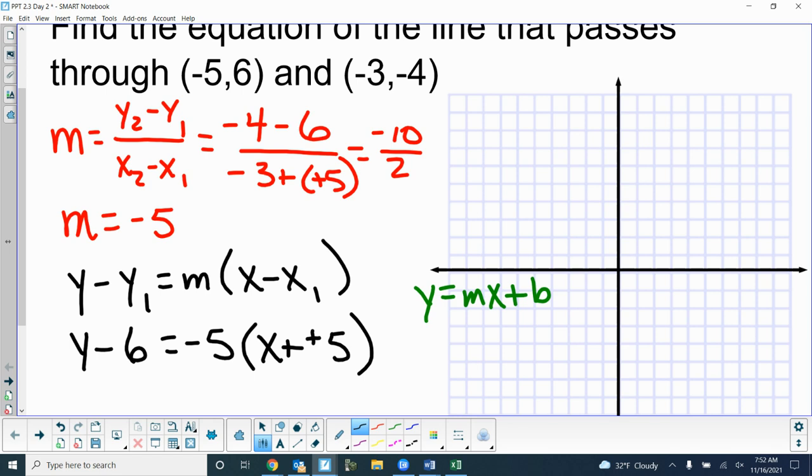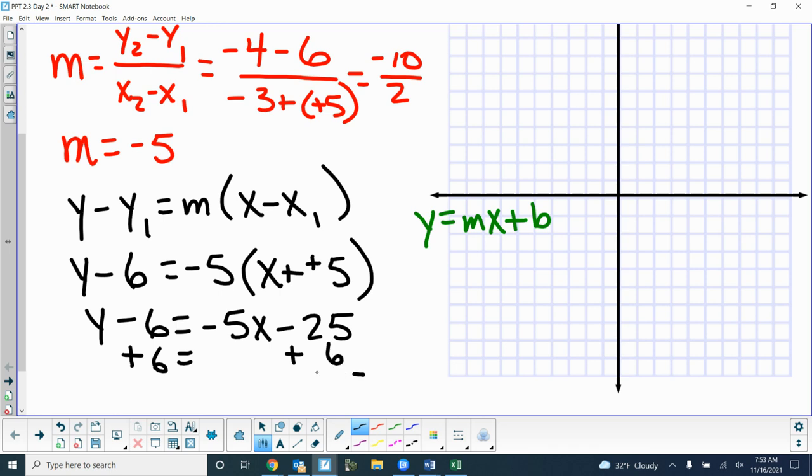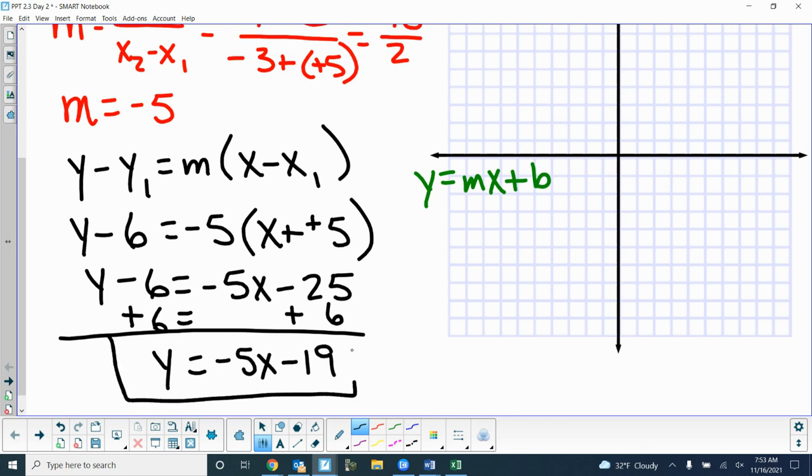Okay, and then your book asks you to put it in slope-intercept form, right? You got to get y by itself. So the first thing I would do to get y by itself is distribute the negative 5, and then add the 6. And then we'll have it in slope-intercept form. We get y equals negative 5x minus 19. Okay? So that's using point slope form.